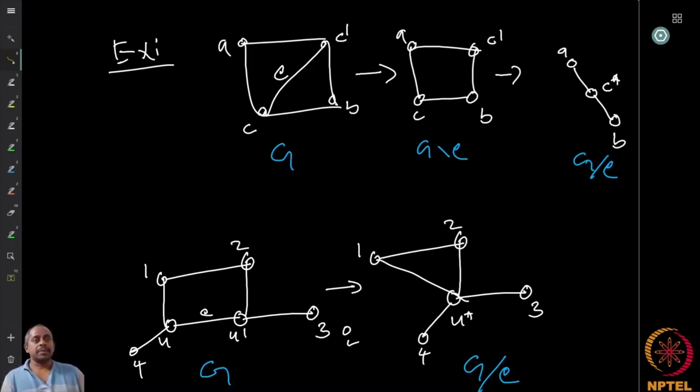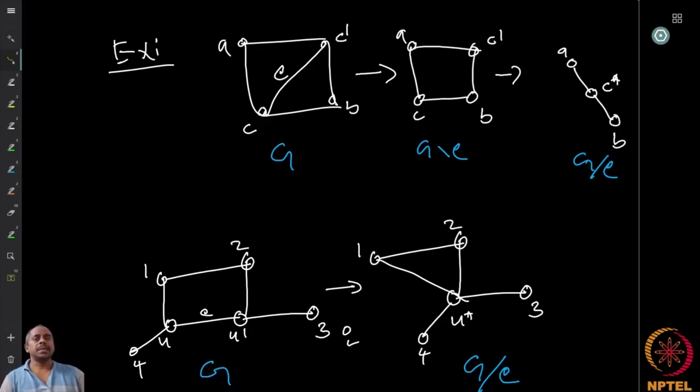Now the contraction is very important, though we will not go into the details of minors. You start with any graph G, and you can apply as many edge deletions and contractions as you want; vertex deletions are also possible if you want. Then you will get some kind of graph from the starting graph. So these graphs that you can obtain by any sequence of edge contractions, edge deletions, and vertex deletions are called minors of G.